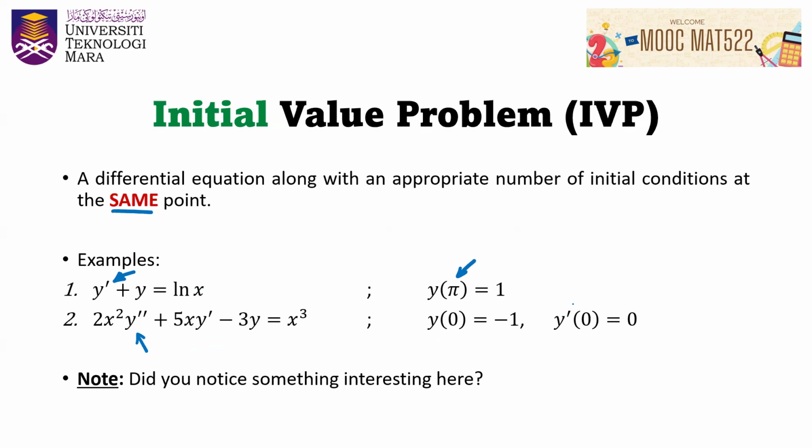If you notice in these two examples, you can easily conclude that the number of initial conditions given for an IVP corresponds to the order of the ODE given. A first order ODE has one initial condition provided. A second order ODE has two initial conditions given. Both should be at the same point.